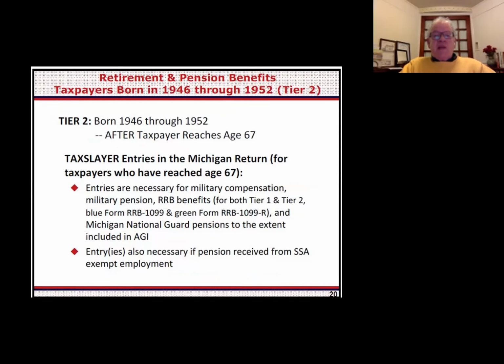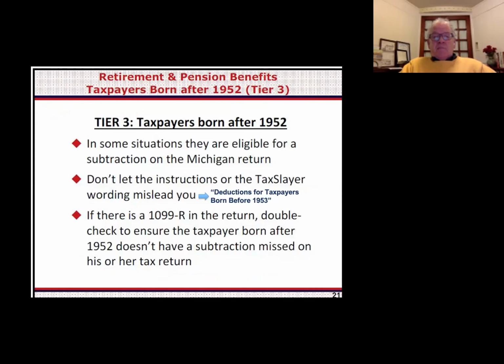You don't really have to do anything for someone born 1946 to 52. It's done automatically. And there's no 4484 because it's a standard deduction. So again, tier 3, this says born after 1952. It should say 53. I missed that because of the new change. And you have to watch out about the wording in Tax Layer. So the only people that are born after 1953 who are going to get standard deductions for retirement income are the SSA exempt people.